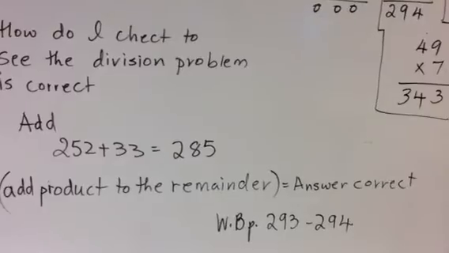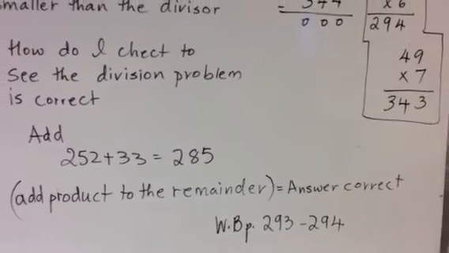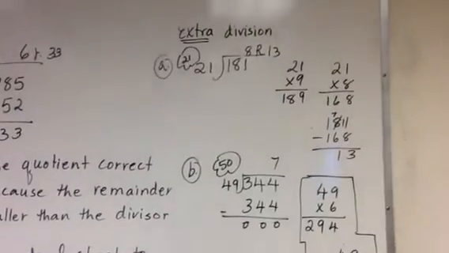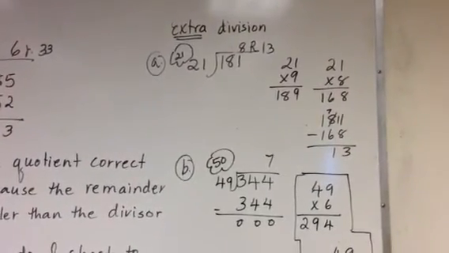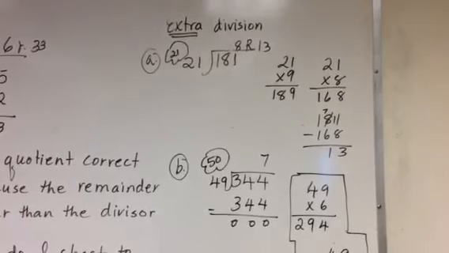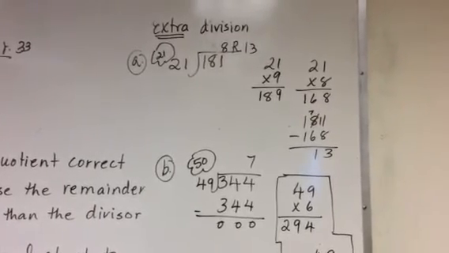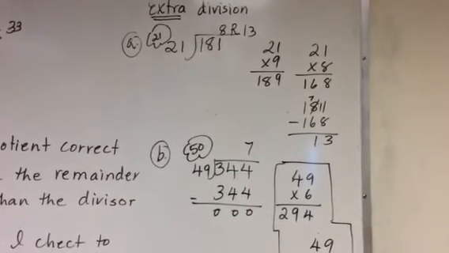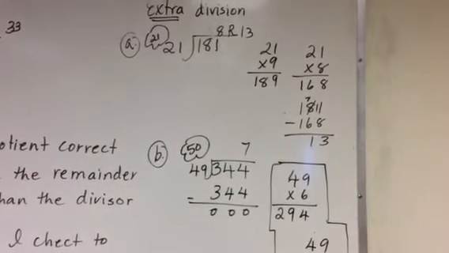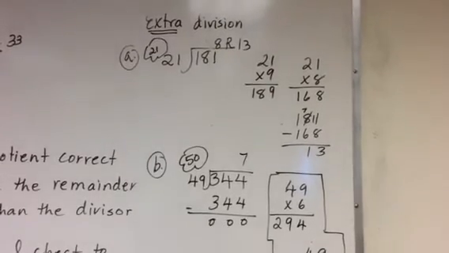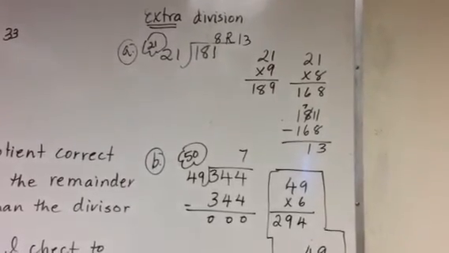So please, that's how to do workbook page 293, 294. Other examples up here, extra division problems. 21 divided into 181. It rounds off to 20, and 20 will go in 18 9 times. I did 21 times 9, I got 189. 189 is bigger than 181. So I'll try 8 times.